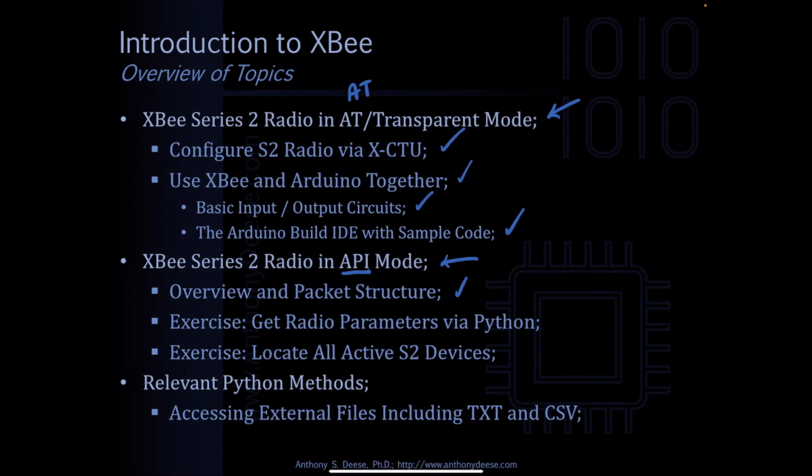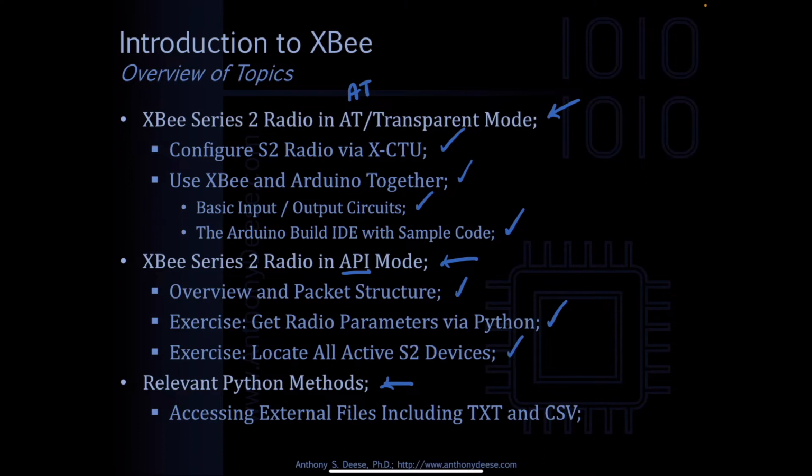We are going to acquire the radio parameters using a script in Python, and then we are going to locate all active Series 2 devices in our personal area network. Next module is going to talk about relevant Python methods. So the API that Digi provides is based in Python. So you need to develop the appropriate scripts in Python.